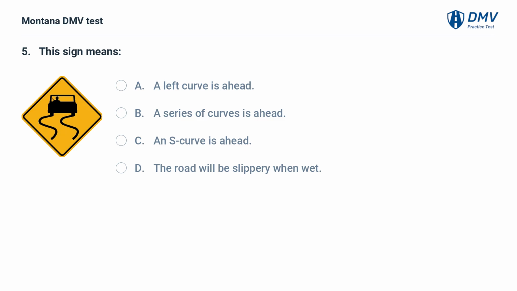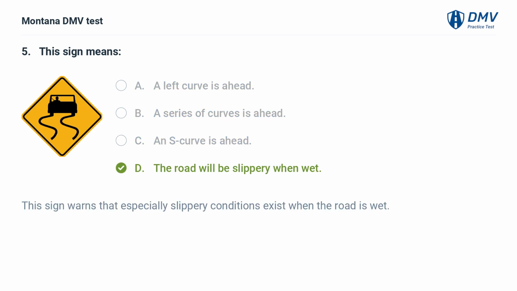This sign means: A. a left curve is ahead. B. a series of curves is ahead. C. an S curve is ahead. D. the road will be slippery when wet. The answer is D, the road will be slippery when wet. This sign warns that especially slippery conditions exist when the road is wet.